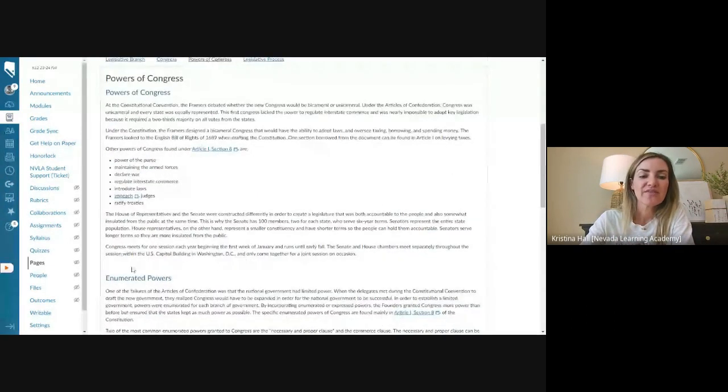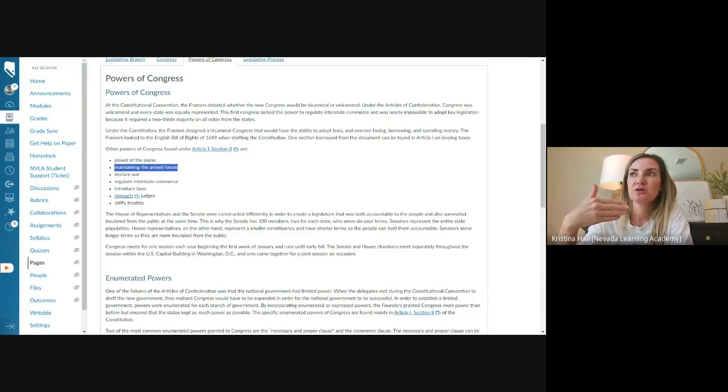So we are looking at the enumerated powers. Here's the list. So this is literally written in the Constitution, Article 1, Section 8 of the Constitution. They have the power of the purse. Okay, so that's the power of money to maintain the armed forces. So to determine how much money goes to the armed forces, to build bases, to order weapons, training, technology. They have the power to declare war. They have the power to regulate interstate commerce, so trade between the states. They have the power to make laws, to introduce laws.